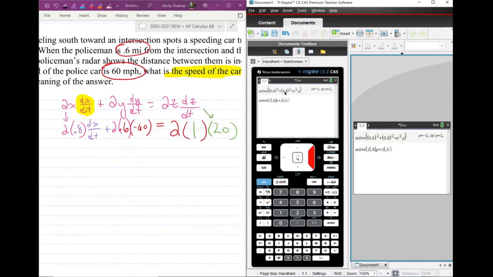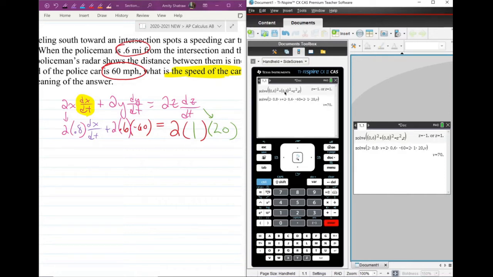That way I could just say, you know what, I could actually do v, like for velocity. How about v for velocity? And 2 times 0.6 times negative 60, and then this whole thing equals 2 times 1 times 20. And then I want to solve for v. I hit enter, and boom, what I got was 70.